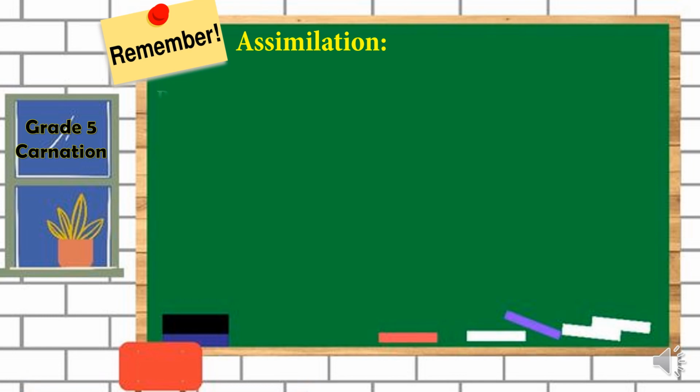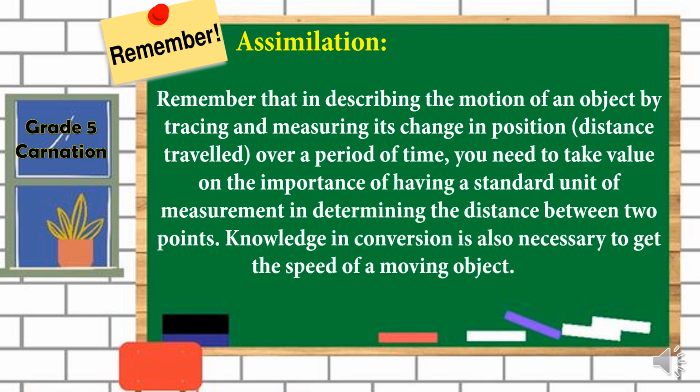Okay, for the assimilation, remember that in describing the motion of an object by tracing and measuring its change in position over a period of time, you need to take note of the importance of having a standard unit of measurement in determining the distance between 2 points. So knowledge in conversion is also necessary to get the speed of a moving object.